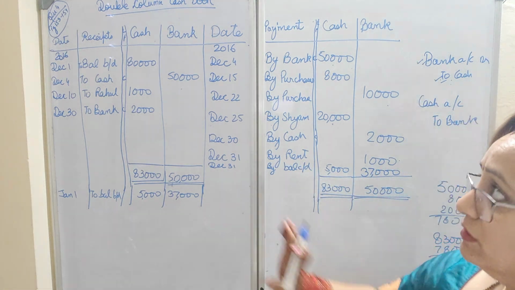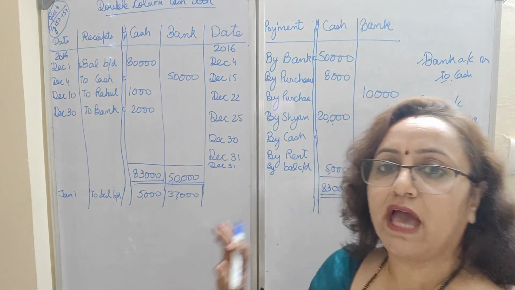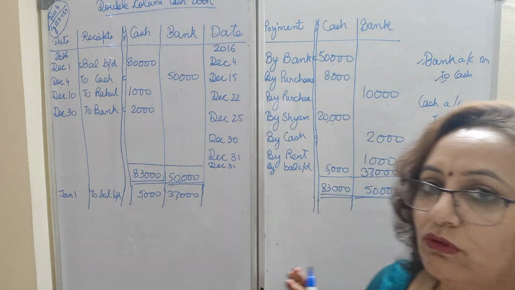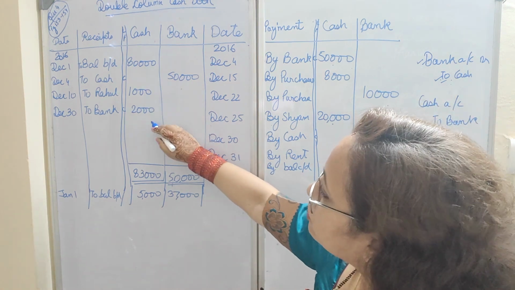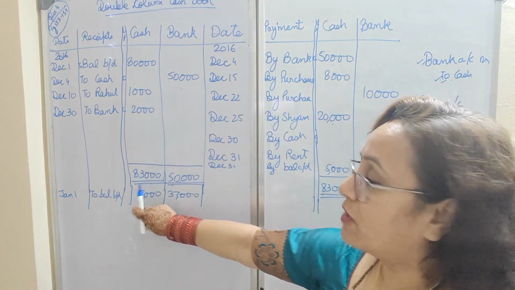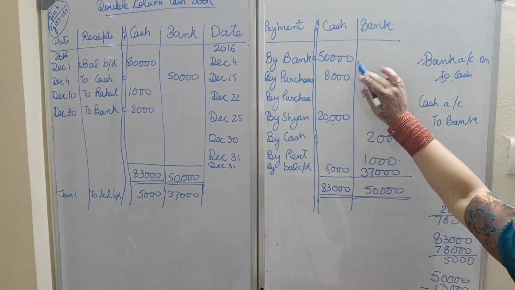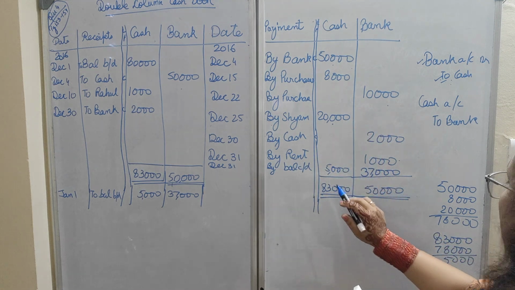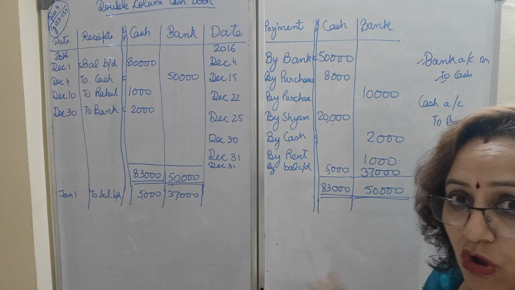Now please see, these columns' balances will be separately calculated. Means the cash column you will calculate separately and the bank column you will calculate separately, right? So cash is 80,000 plus 1,000 plus 2,000, it comes to 83,000. Over here we have 50,000, 8,000 and 20,000, total comes to 78,000. So 83,000 minus 78,000 comes to 5,000. So this is the balance of my cash column.